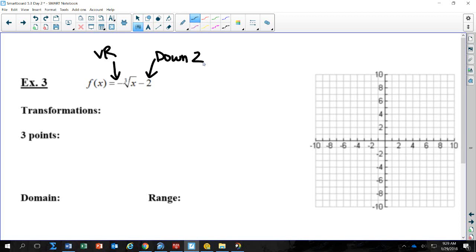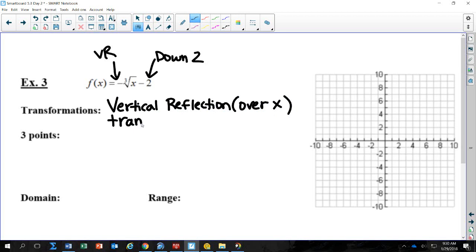All right, so my transformations are a vertical reflection, or you can call it the reflection over the x-axis. They're the same thing. And a translation down 2. Order does matter, so we just want to make sure we're always reading our function from left to right. Okay, when you list the transformations, read your function from left to right to make sure you're doing it in the proper order.